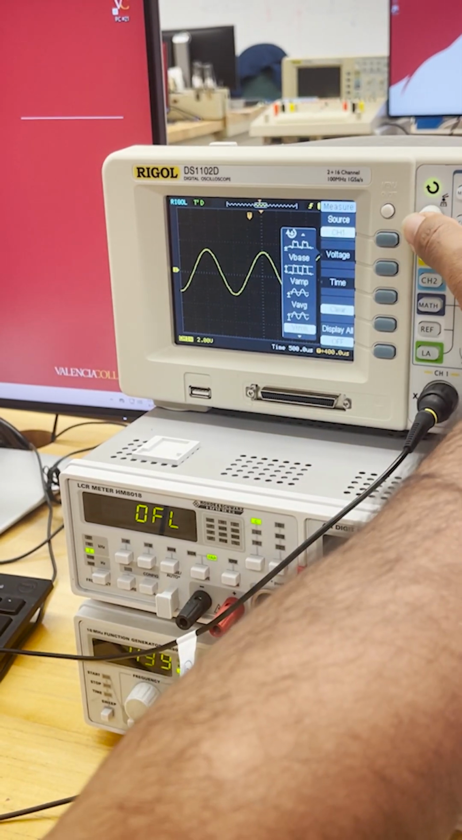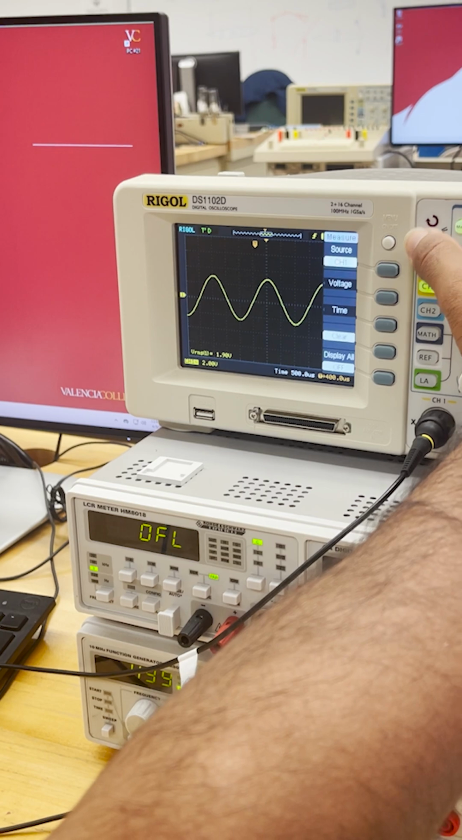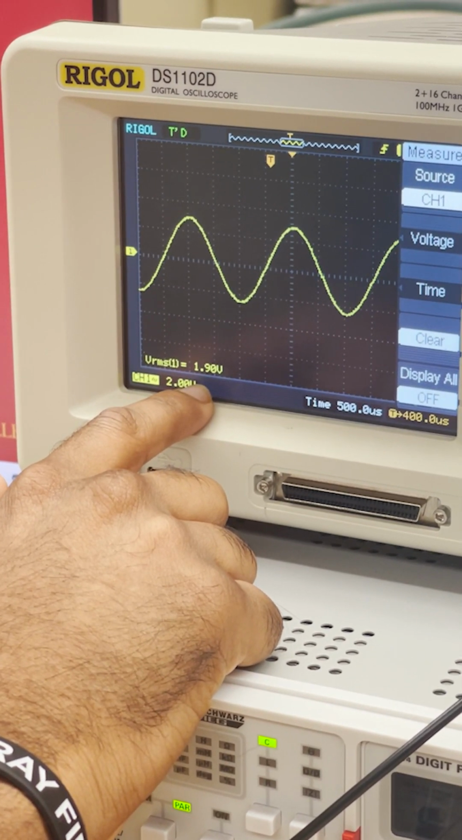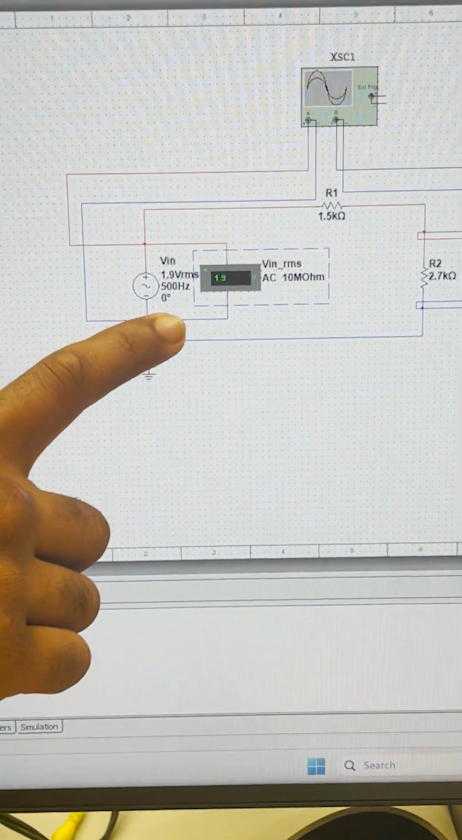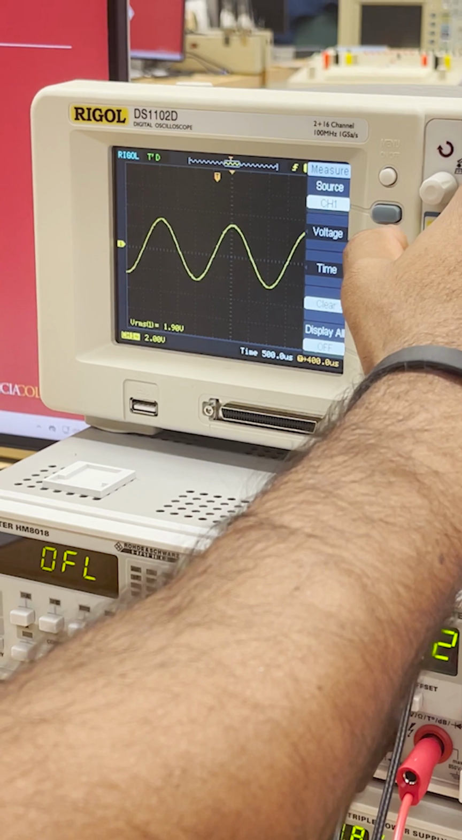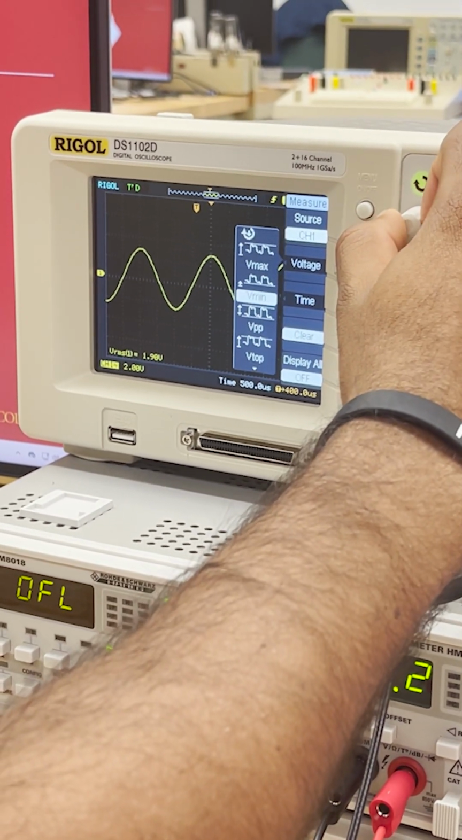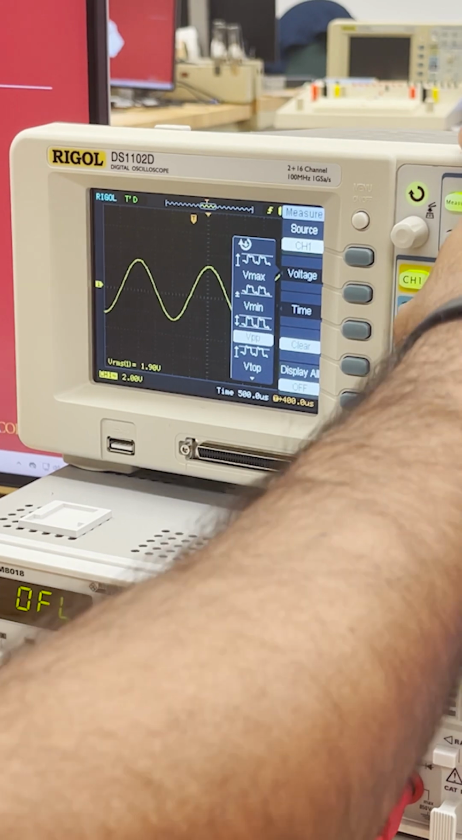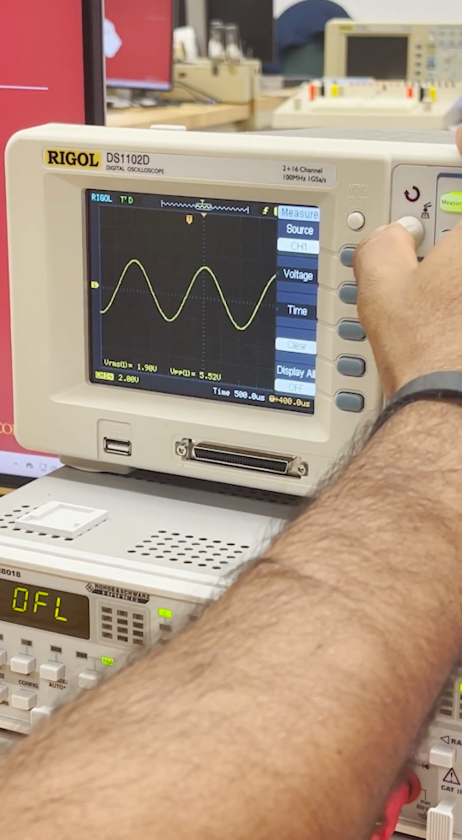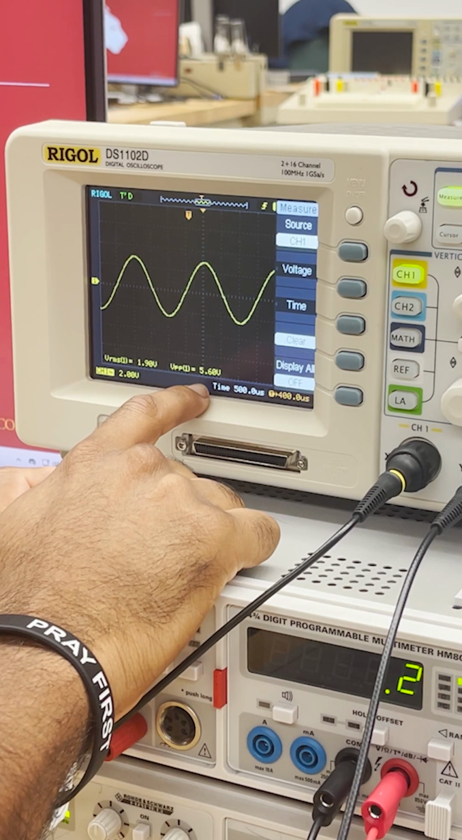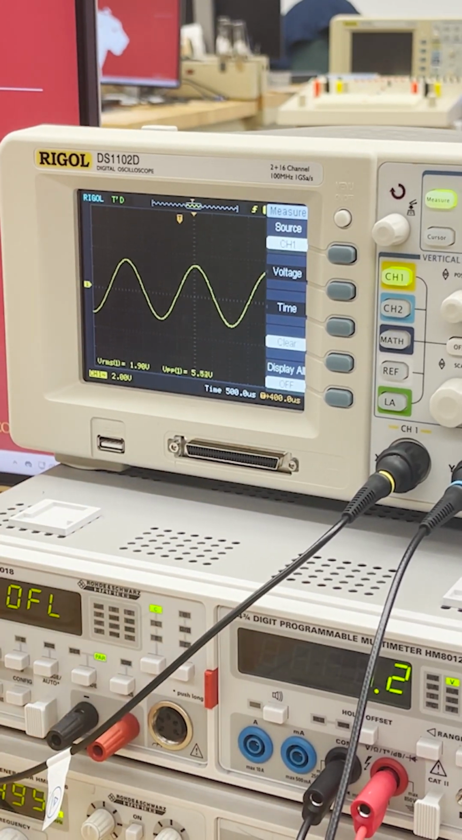And then we're going to click in on this knob. That should bring our VRMS measurement up, which is going to be 1.9, which matches our measurement in our Multisim lab. And then we are going to come here again and hit voltage, and now we're looking for our VPP, which is our V peak to peak for channel 1. Click enter on our cursor again, bring the measurement up, and we're going to get 5.52 for our V peak to peak.